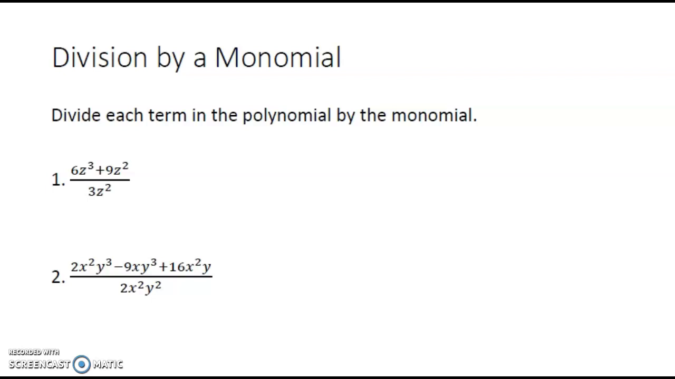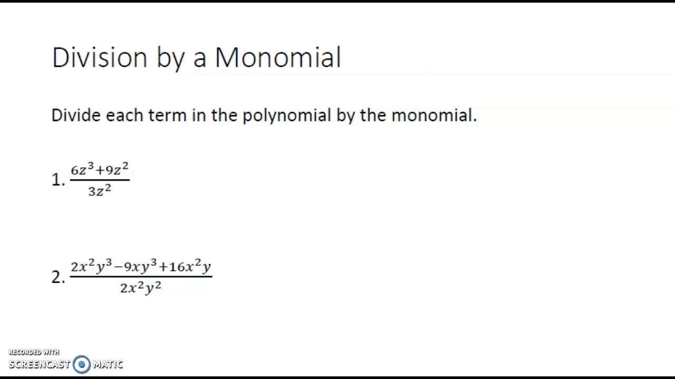So essentially what we want to do is divide each term of the polynomial in the numerator. So in this first example, we have a binomial. In the second example, we'll look at a trinomial. But we're going to divide each term in the numerator by the one term in the denominator. And in order to do that, we are going to use rules for exponents.